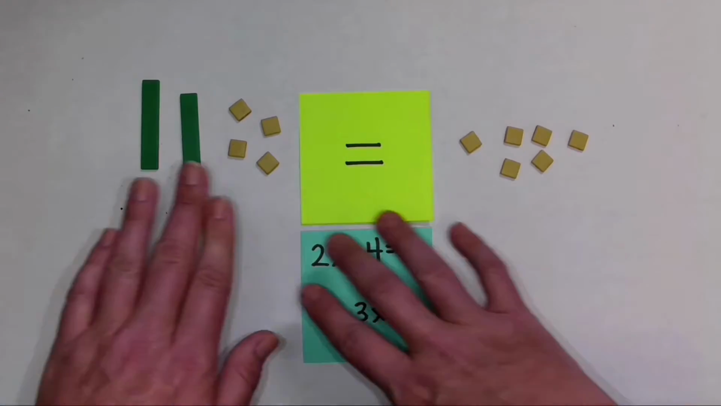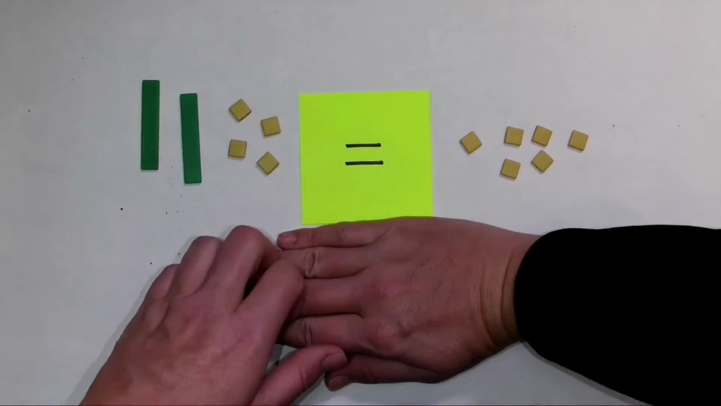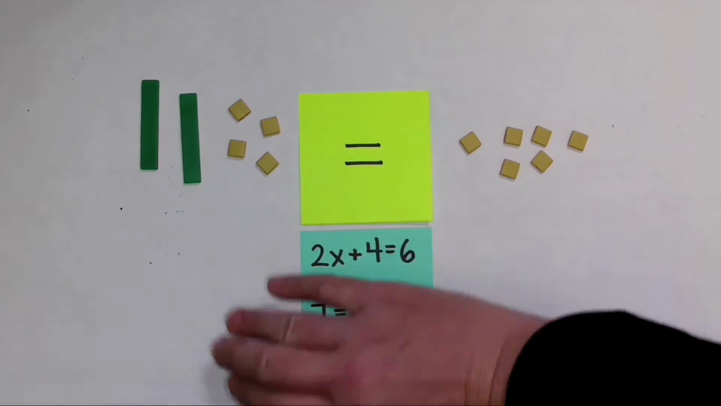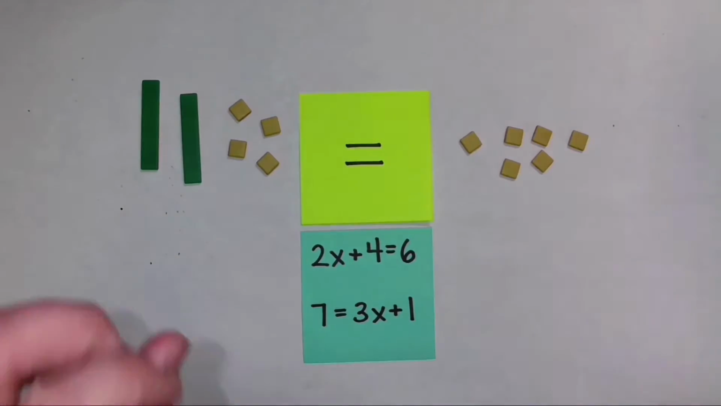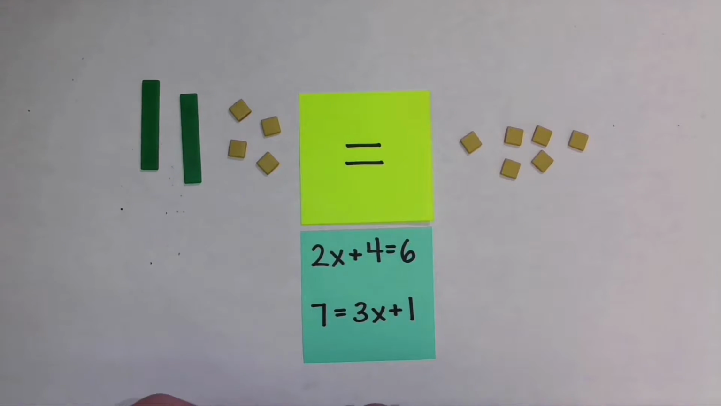Okay? So if I was walking around the classroom and kids were doing this with you, I could literally cover the problem up and I could say, oh yes, you have this set up, 2x plus 4 equals 6. It's very good visual to make sure that students have the problem set up correctly.